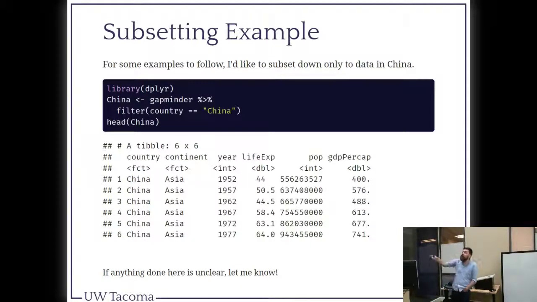If you have any questions about this syntax, like what's going on here with the filtering, let me know now. I'll use it a couple more times throughout. This is just subsetting and selection in dplyr. It's roughly the equivalent of using the bracket subset operator. So if I said gapminder bracket, gapminder $ country equals equals China, we would get the exact same result. You have to have a comma after that too to keep all columns.